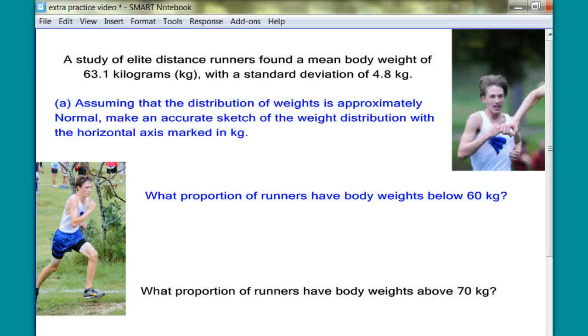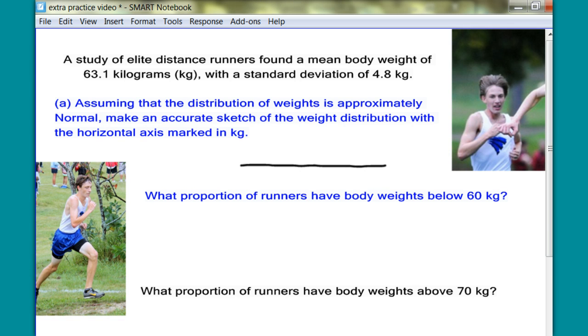Here the first question says a study of elite distance runners found a mean body weight of 63.1 kilograms with a standard deviation of 4.8 kilograms. Maybe you recognize Ken and Nick, some of our elite distance runners from Eastview, graduated and moved on. Assuming the weights are approximately normal, make an accurate sketch of the weight.